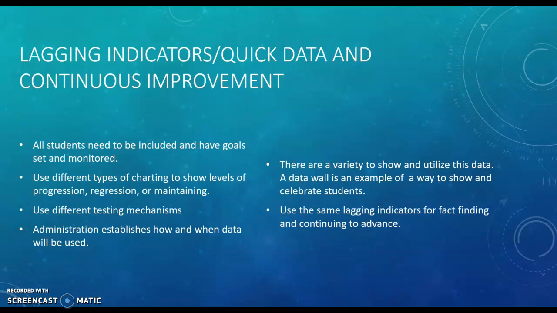By using these together, you can continuously monitor students and see their progression, regression, and maintaining. Ultimately, we want every student to be moving forward in achieving high.